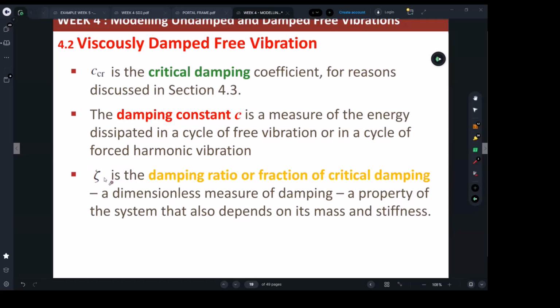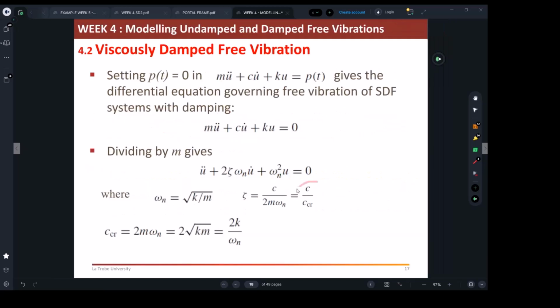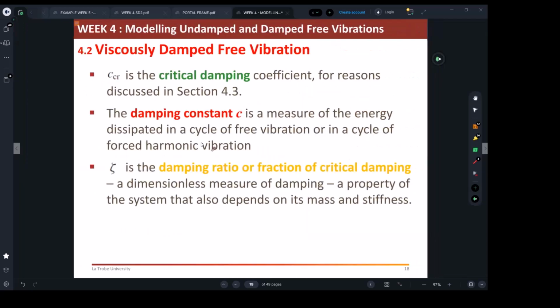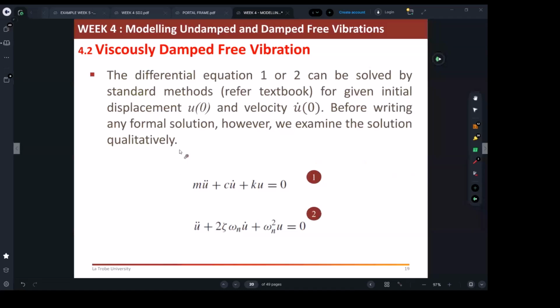The last parameter here, eta, is the damping ratio, or the fraction of critical damping, which, if you look at the formula, is simply dividing the C over the critical C, which I will tell you about shortly. So these are just the definitions for the three parameters.